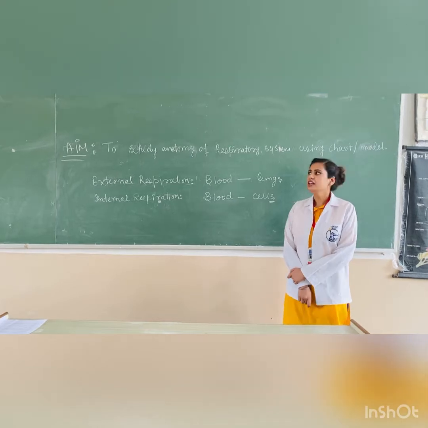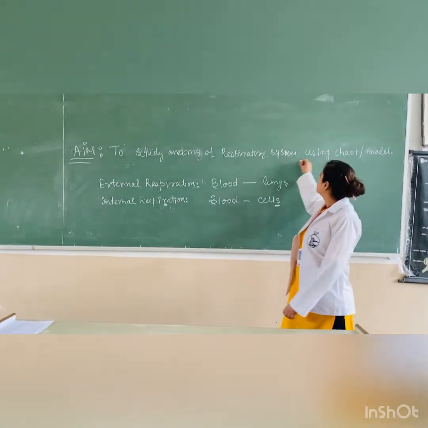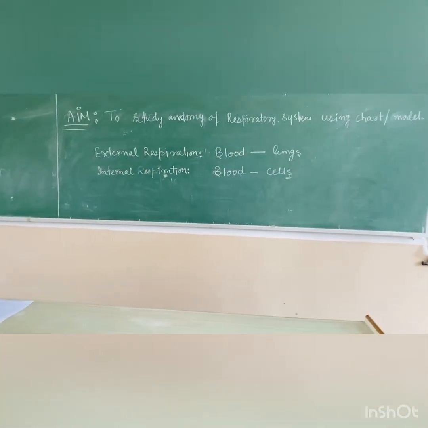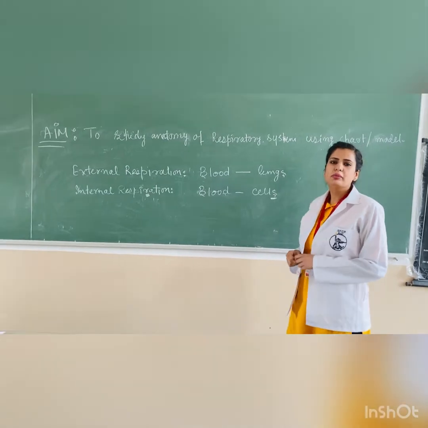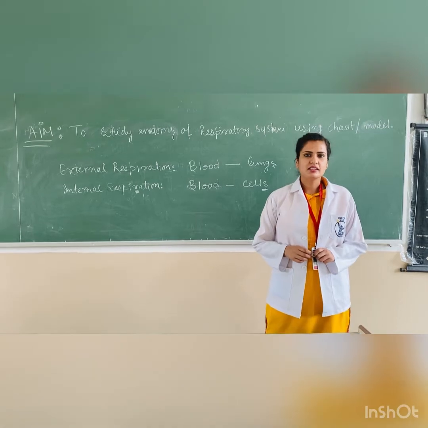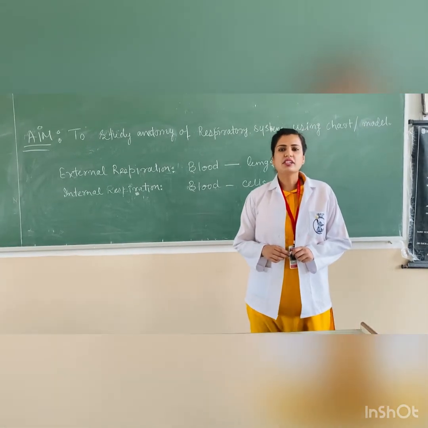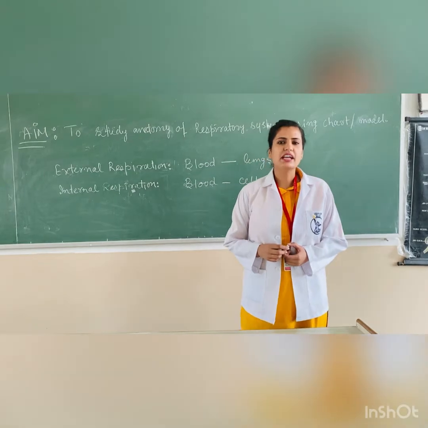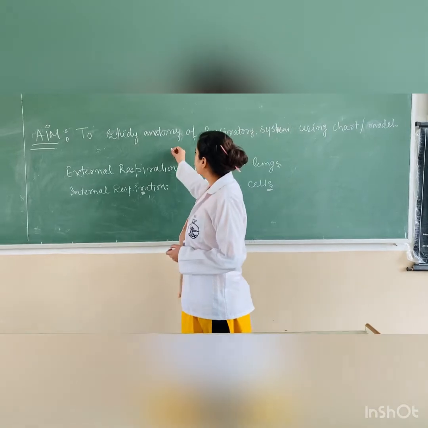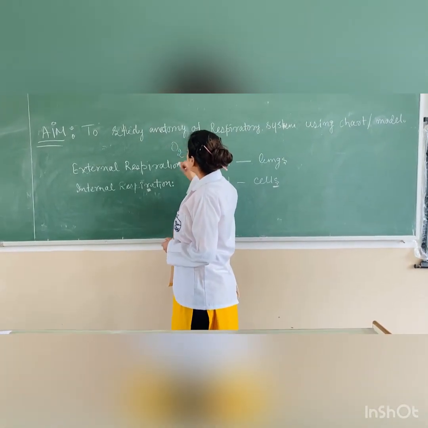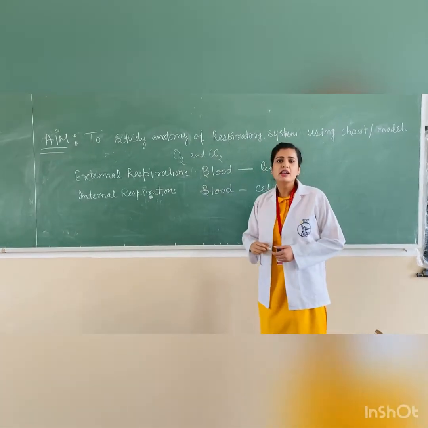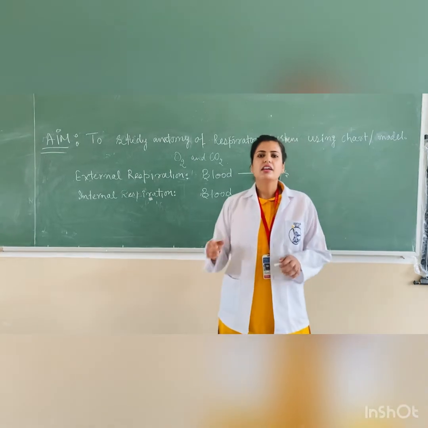Today we are going to study the anatomy of the respiratory system using the chart and the model of the respiratory system. So first of all, what do you mean by respiration? Respiration is the exchange of gases, or we can say the process, which includes inhalation as well as exhalation. As we all know, the gases involved in respiration are oxygen and carbon dioxide. These gases are present in the air.